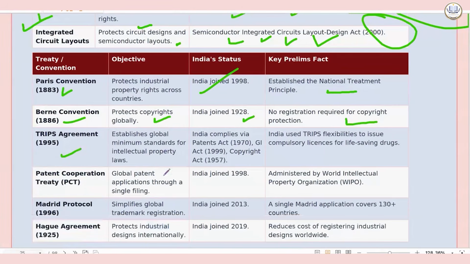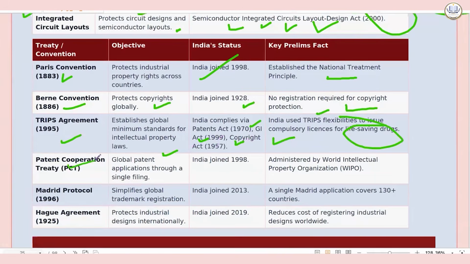The TRIPS agreement establishes global minimum standards for intellectual property laws. India complies via the Patent Act 1970, GI Act 1999, and Copyright Act 1957. India uses TRIPS flexibility to issue compulsory licenses for life-saving drugs. And we have the Patent Cooperation Treaty, for a global patent application through a single filing. India joined in 1998; it is administered by the World Intellectual Property Organization.